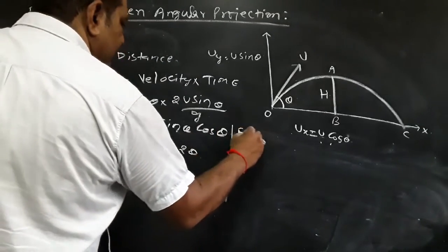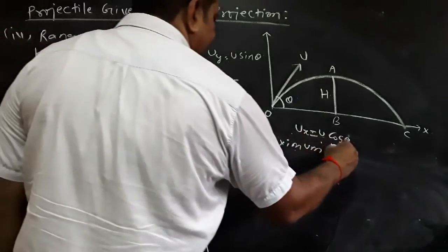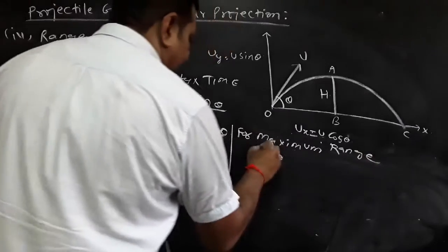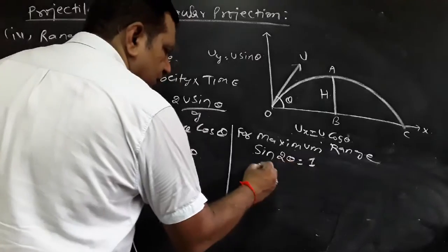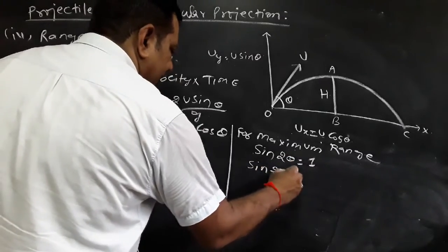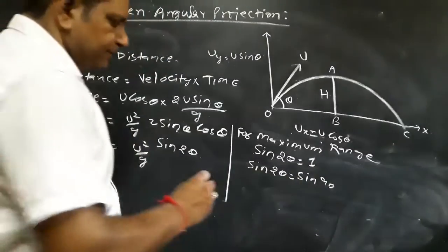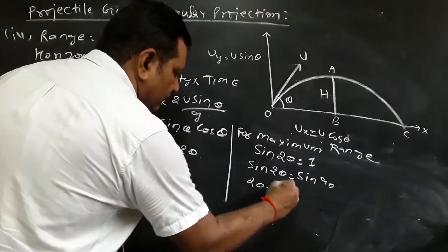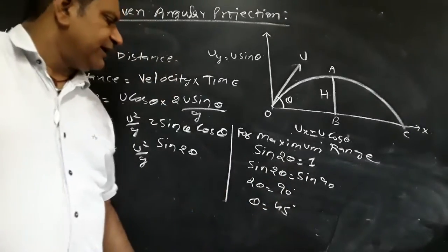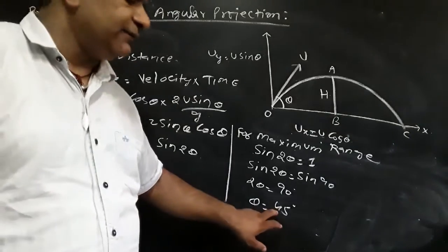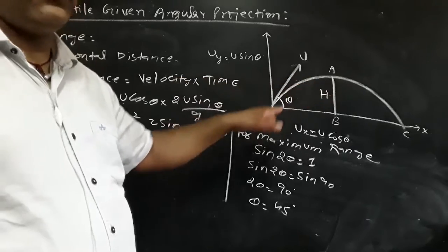For maximum range, sin 2 theta is equal to 1. Sin 2 theta is equal to sin 90, because value of sin 90 is 1, so we can write here 2 theta is equal to 90, or we can write theta is equal to 45. If the angle of projection is 45 degree for the given velocity u, then its horizontal range will be maximum.